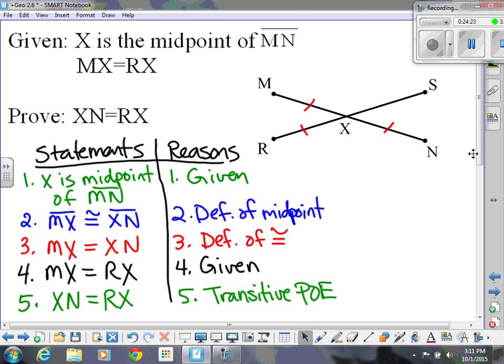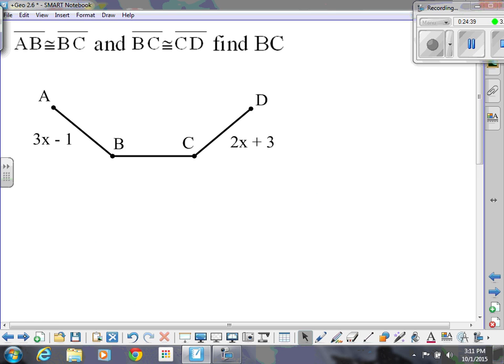And then you're also given an equal sign, so MX equals RX, so that's where I chose to use that there. And then you can see the repeat right here and here to use the transitive property. And make sure you use transitive property of equality, not of congruence. So how'd you do on that one? All right, then let's look at this one.